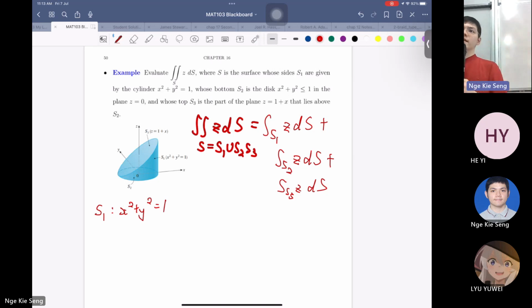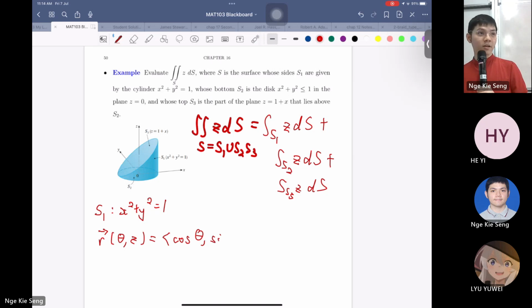So how to parameterize your cylinder? Do you remember? A cylinder is made up of what? Infinitely many circles. So how do you build a circle here? X is cos theta, Y is sin theta. What's the radius of my cylinder here? 1. So there's 1 times cos theta, 1 times sin theta. What's Z? Z is just Z.